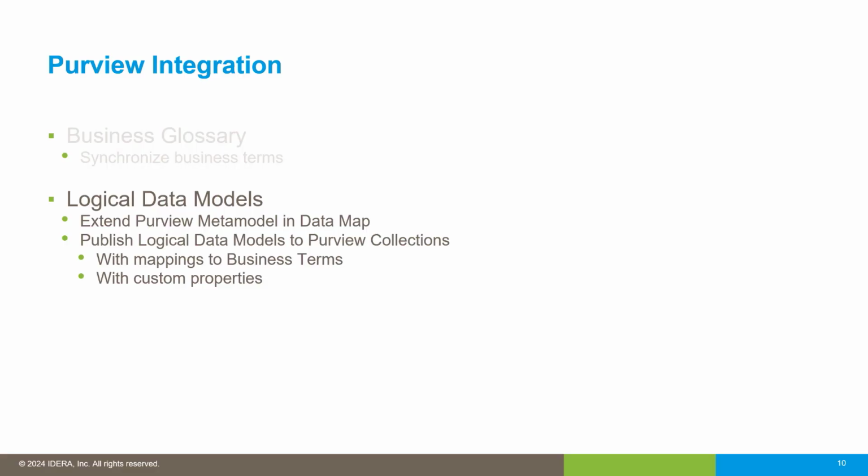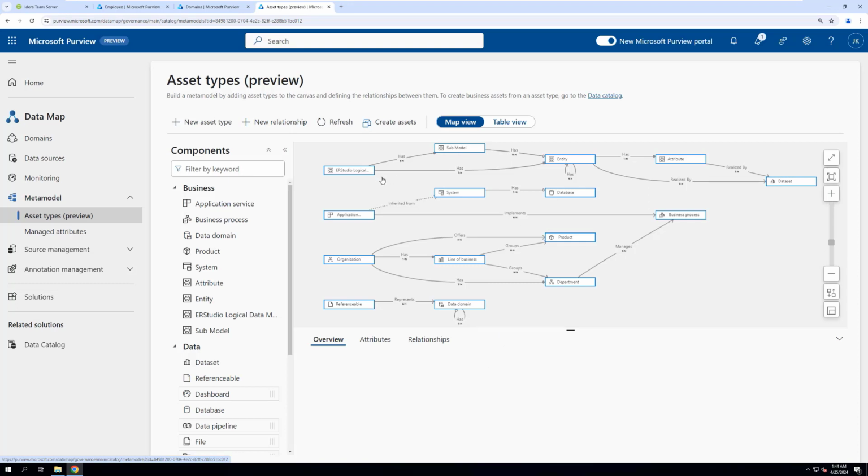So next we're going to talk about logical data models. Purview itself has no notion of a logical data model. So we've got a feature in the integration that allows us to extend the meta model of Microsoft Purview. Again, hopping across to Purview here, we can see that we've already activated that function, and we've got new object types in Purview. So there's an ER Studio logical model. We've got submodels, we've got entities, we've got attributes, and they can be realized by scanned assets in the physical models of Purview. I'm going to see how that works in a moment.